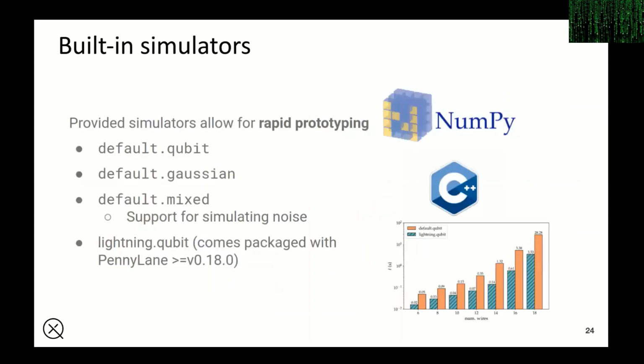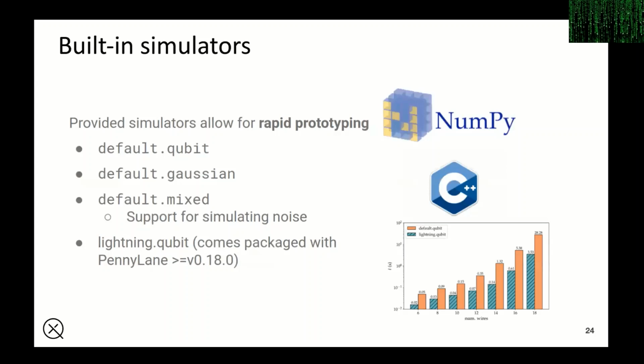We provide a wide-ranging built-in group of simulators in PennyLane. One of them, which is usually the most used, is the default.qubit simulator. This is a qubit-based pure state simulator that also supports backpropagation with PyTorch, TensorFlow, JAX, and AutoGrad as well.